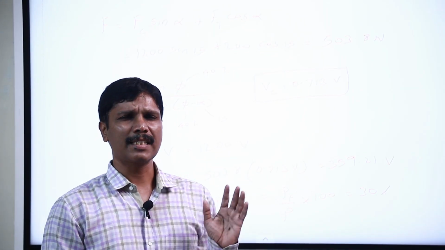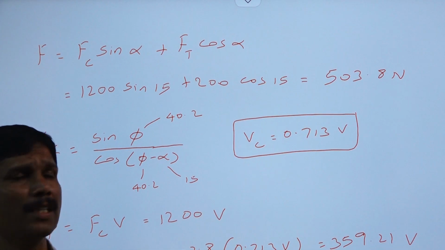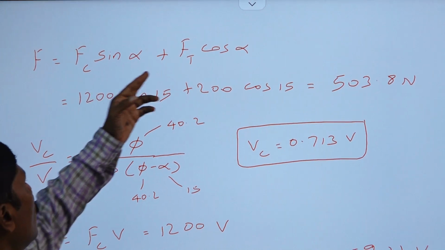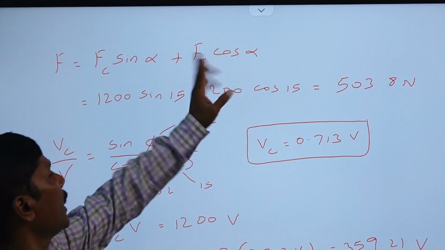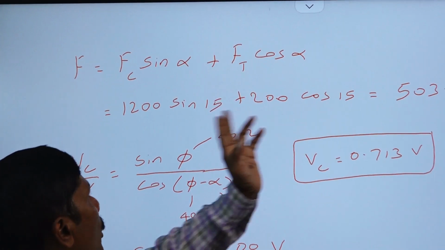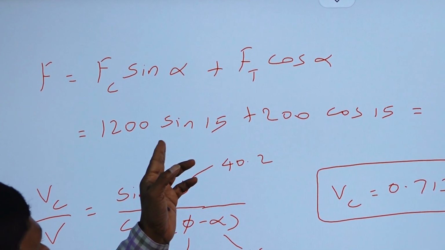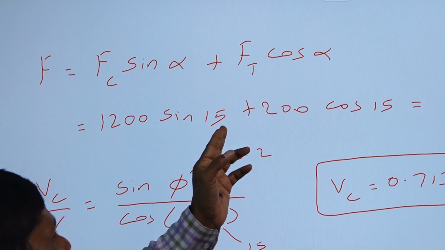It is a Merchant circle problem where friction force is calculated. Friction force, you should remember, is Fc sin alpha plus Ft cos alpha. So when you substitute the values, Fc is 1200 given in the problem, alpha value 15 degree.